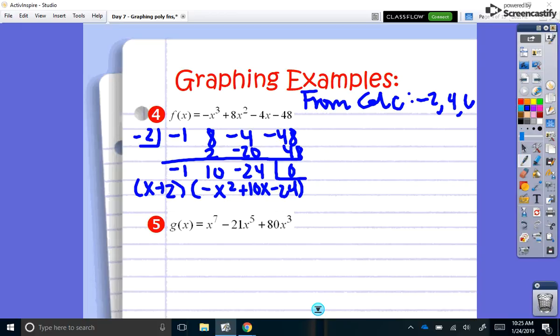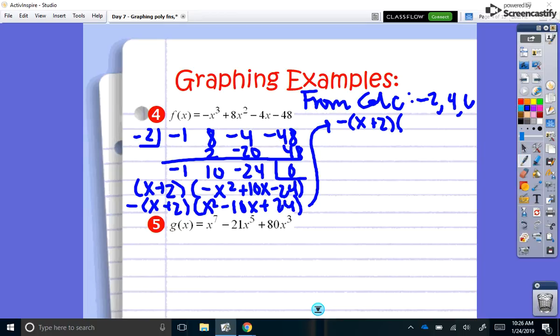Now, for this trinomial, I'm going to take out a negative. So I have -x plus 2. Then this will become positive x squared minus 10x plus 24. And I know I need to factor that further, which I can do with the AC method. So I have -x plus 2. What two numbers can you multiply to get 24 and add to get -10? That's going to be -6 and -4. And since I factored out that negative, I could do the shortcut there. So my solutions are -2 single, 6 single, and 4 single.